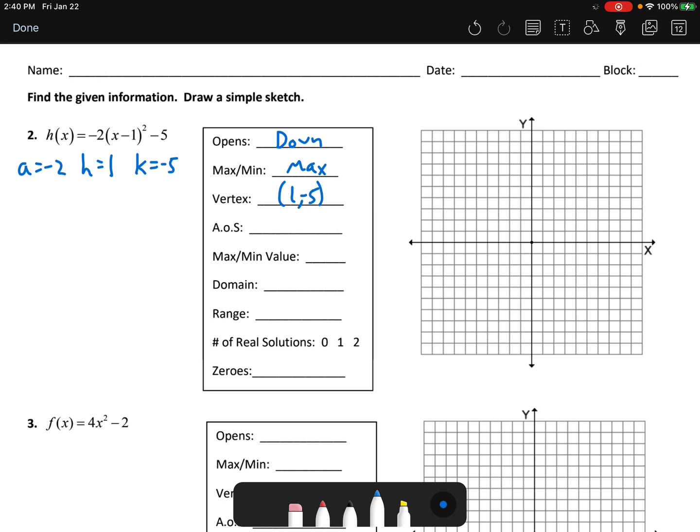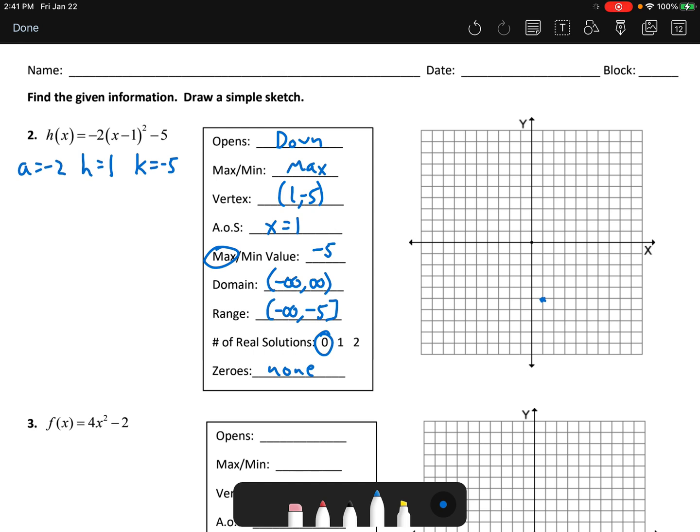The vertex is h, k. The axis of symmetry is whatever x is. The max value is -5. Domain's easily found, -infinity to infinity. So if we go 1 over, 1 down 5, there's the point. And it goes down. So how many solutions would we have? Right, none. We're not going to have any zeros because it's going down. The range then would be -infinity up to our y value, which is -5.